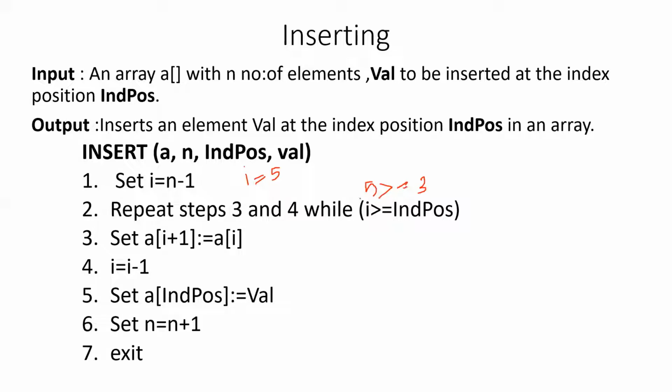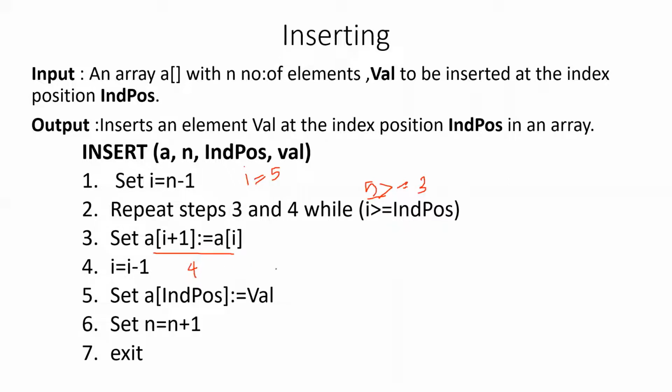We saw that 5 is greater. So it will be executing this step. Got it? And that I will show you how we are executing that step. After that, I will be decremented by 1. So what is the current I value? I value is 5. So when you decrement the value of I, it becomes 4.